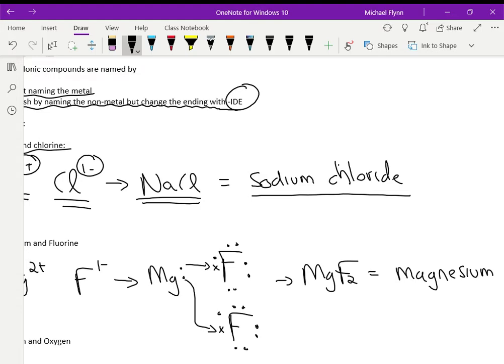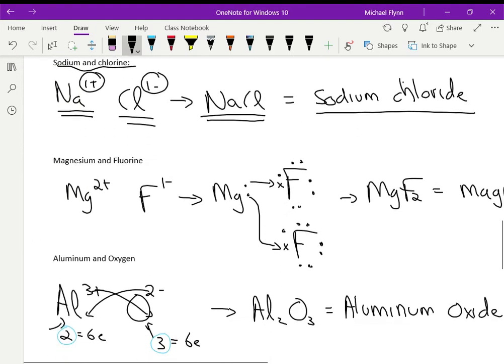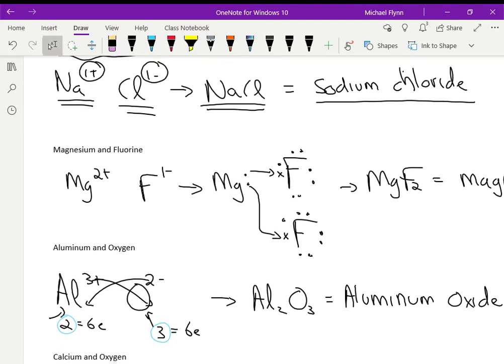Okay? Now, what about magnesium and fluorine? Well, here's the deal. Magnesium has 2 electrons to give away. Okay? Fluorine, though, only wants 1 electron. So how is that going to work?